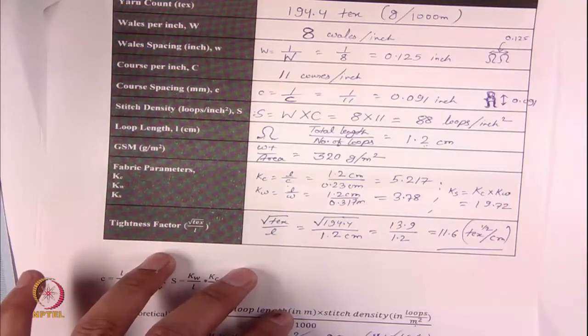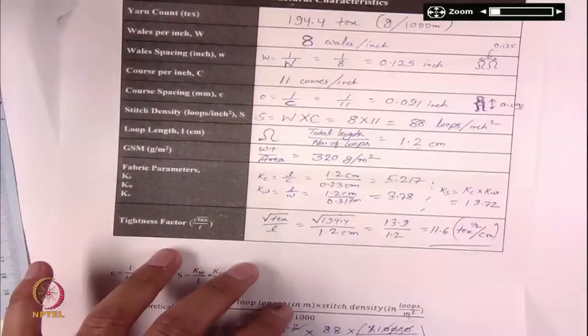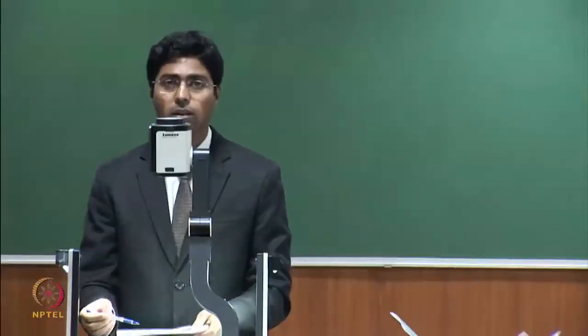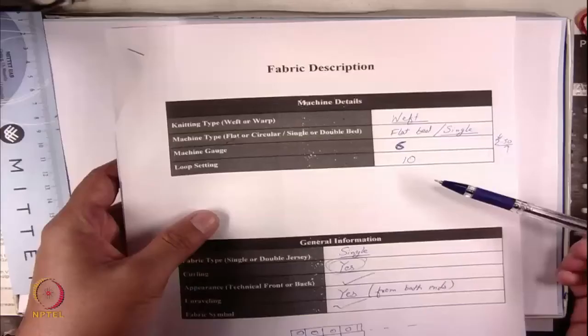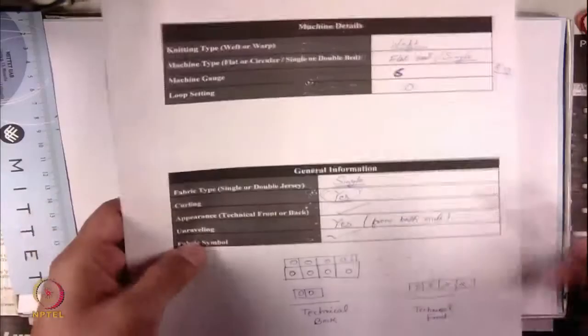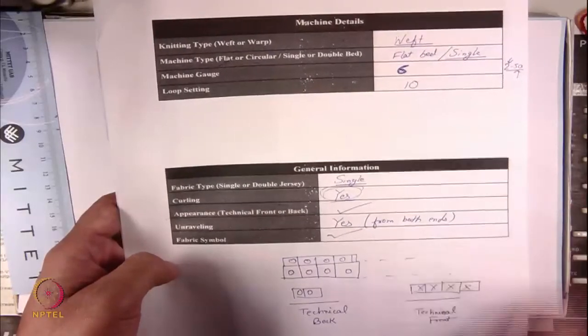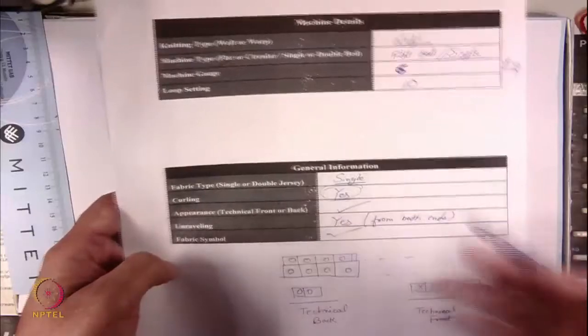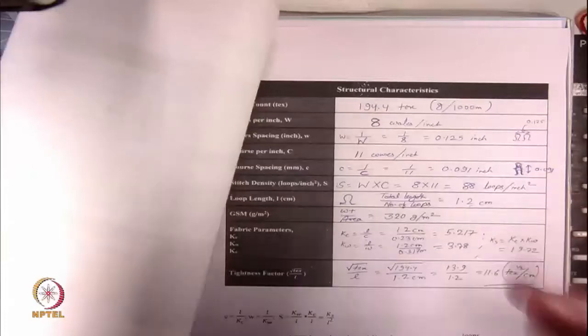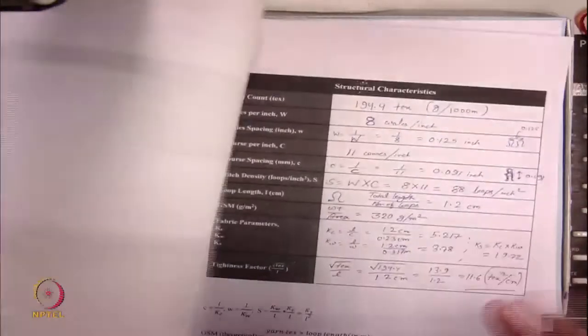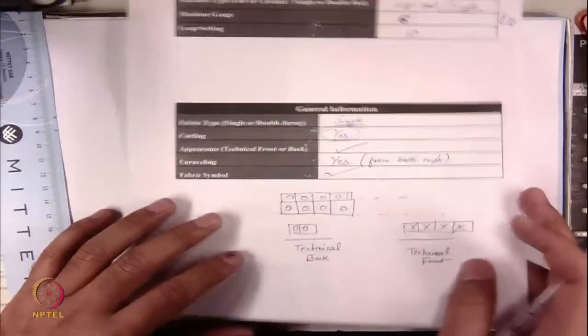So, the key takeaway from this lab is, you should be able to first identify what structure you are dealing with. You should be able to understand on which machines we are making these fabrics. Also, you should be able to understand the general nature or behavior of the fabric, curling, appearance, its symbol, and also the basic structural characteristics like thread spacing, GSM, tightness factor. These are the things you must try to analyze.